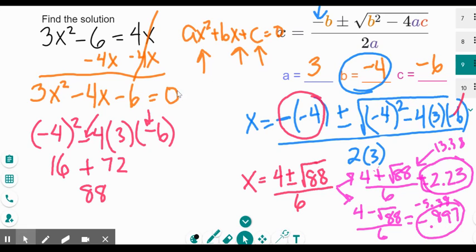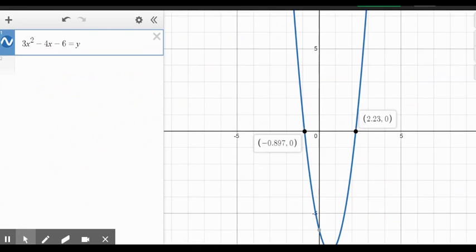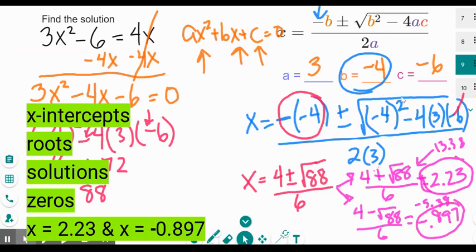Now, there is no way you could have factored it because these numbers are not pretty numbers. So it would have been very hard, actually impossible, to factor this. You can graph it and see the answers that way as well. And as you can see, the answers that we got with the quadratic formula are exactly the same. These are your x-intercepts, your roots, your solutions, your zeros.